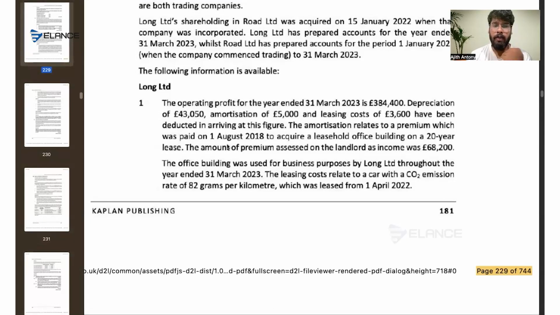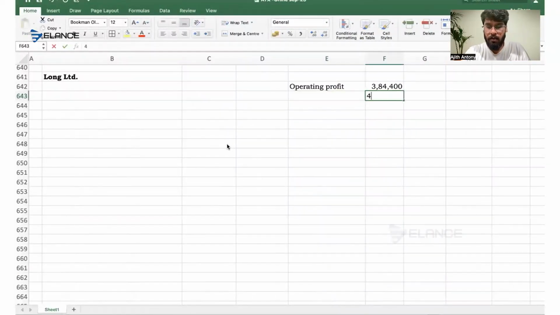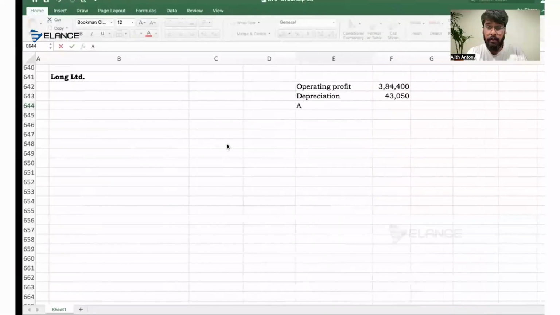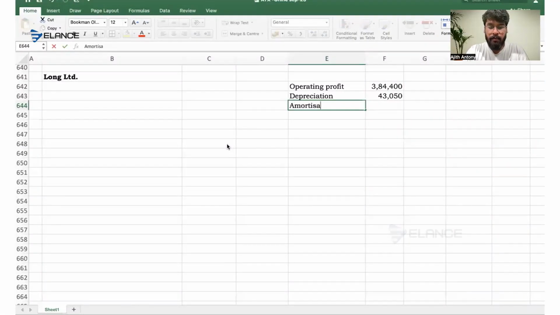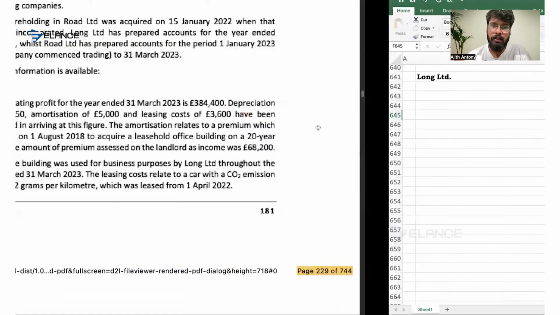So depreciation, we can add back 43,050. Then amortization also we can add back, amortization of 5,000. Okay, because these two expenses are non-cash expenses and are disallowed expenditures. That's why we are adding back. So we just added back these two figures.